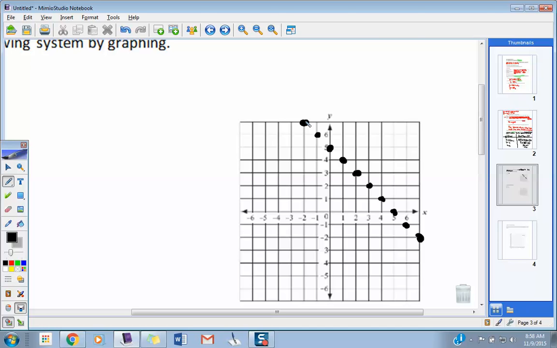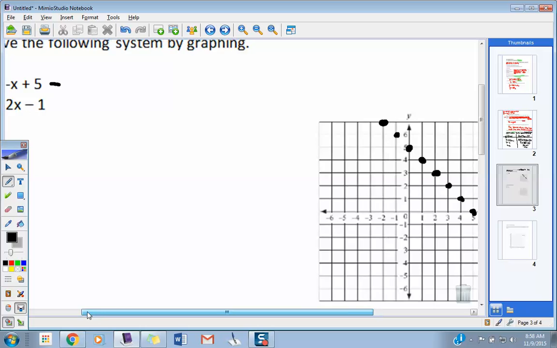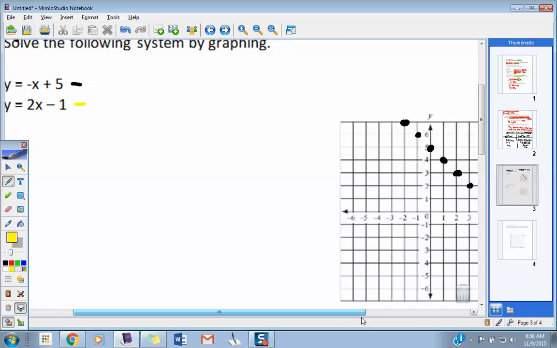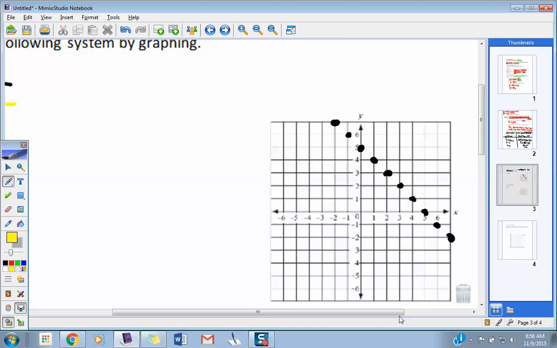Okay, so what was the second equation to that system? y equals 2x minus 1. Again, we're trying to say what value of x and what value of y would make both of these true at the same time. I'll do this one in yellow. Black and yellow is good. What was the y-intercept in the second equation? -1? Yeah. I'm going to start at -1.